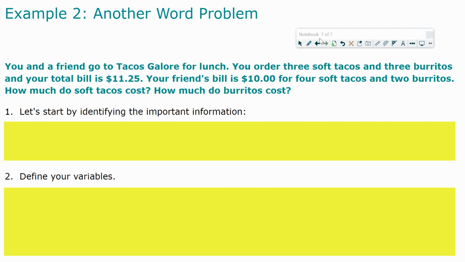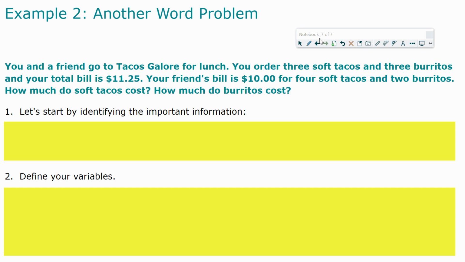Example number 2 says you and a friend go to Tacos Galore for lunch. You order 3 soft tacos and 3 burritos, and your total bill is $11.25. Your friend's bill is $10 for 4 soft tacos and 2 burritos. How much do soft tacos and how much do burritos cost? Let's start by identifying the important information.